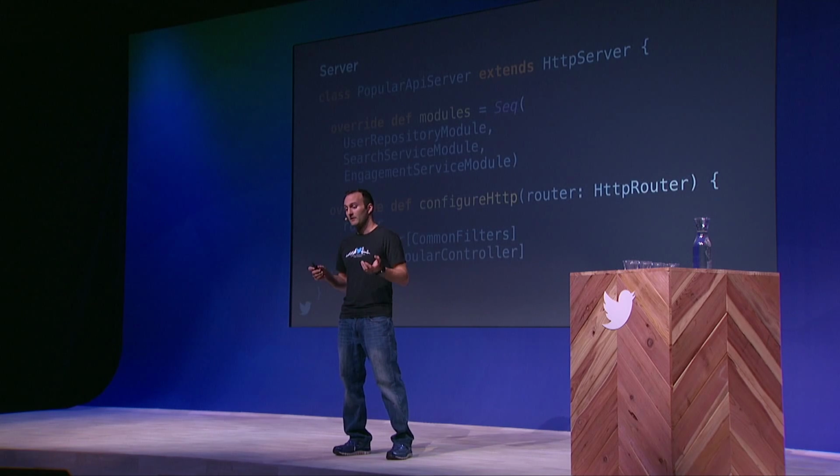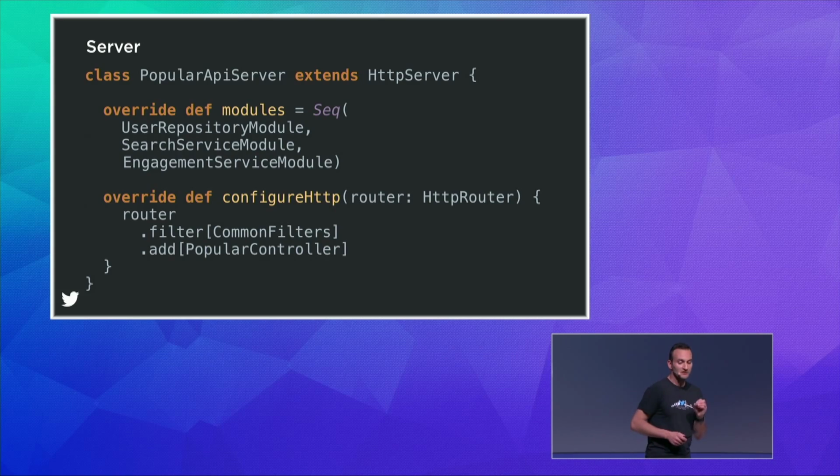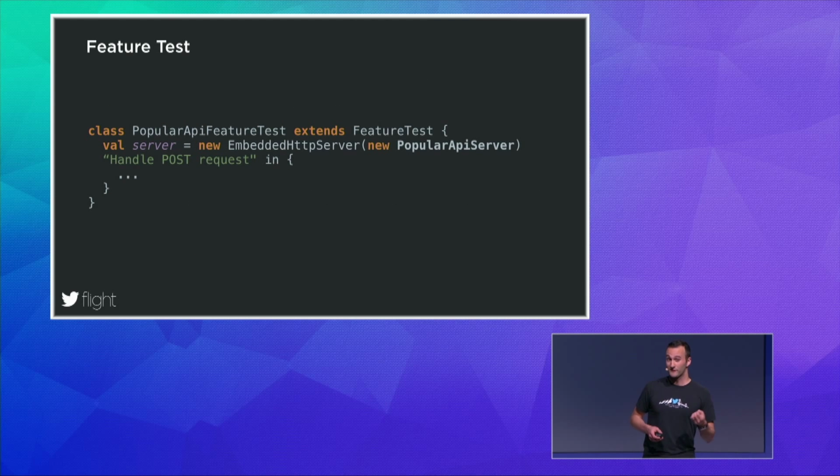Let's now add that controller to our server. We list our modules. We have a configure HTTP method. We list the common set of filters that most services will want. And then we add the popular controller by type. Now that we have a real server, we can add that to our feature test instead of the blank HTTP server. And now we can run that test again.